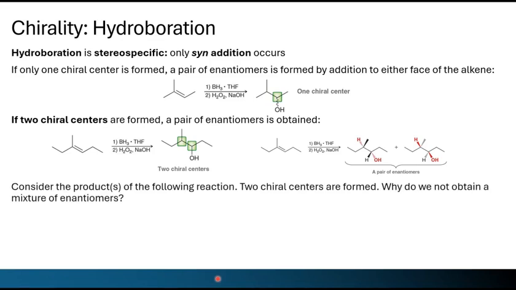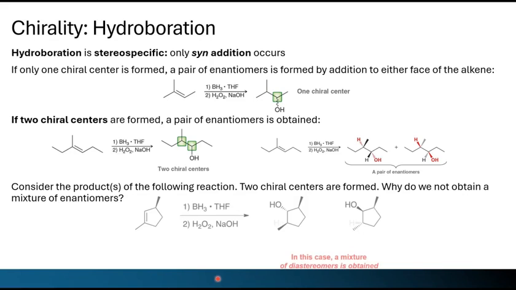Consider the products of the following reaction. Two chiral centers are formed. Why do we not obtain a mixture of enantiomers? In this case, a mixture of diastereomers is formed because we actually have a different chiral center here. This is the third chiral center.